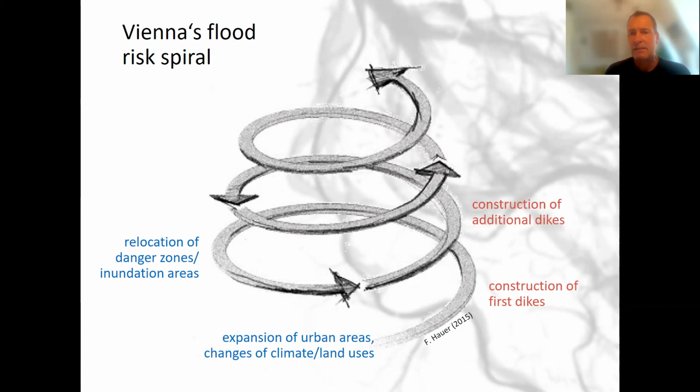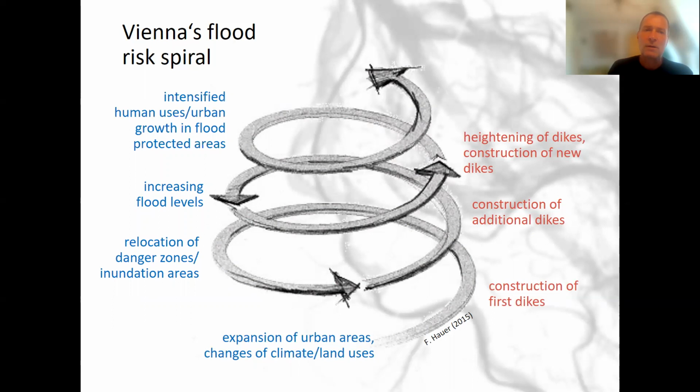So the Viennese responded with the construction of additional dikes. And the consequence was that the Danube showed increasing flood levels. In the next step, the Viennese population had to heighten the dikes and construct new ones. This made it possible to intensify human uses and the urban growth in flood-protected areas. But this called for further improvement of the flood protection measures. And this is the state that we have till today in Vienna.